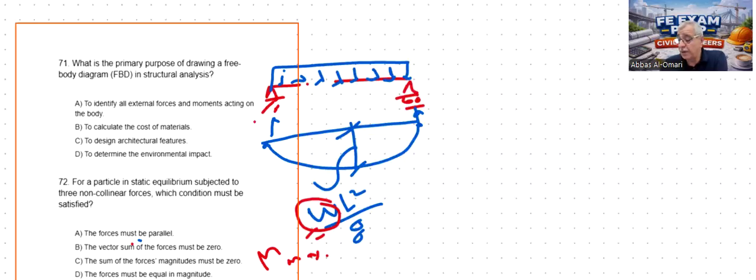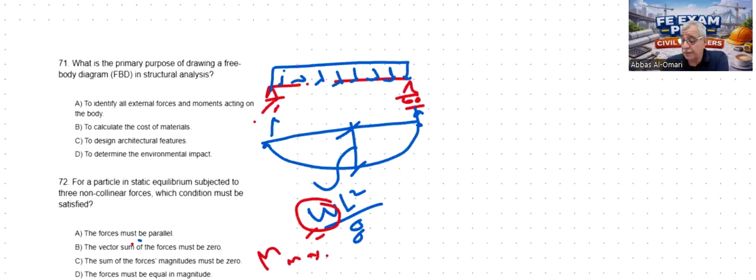So, to identify all external forces and moments acting on a body, to calculate the cost, this is not correct. To design architecture, this is not correct. To determine environment, this is not correct. So the correct answer is A, which says to identify all external forces and moments acting on a body, and I will add also their point of action, not only identify the forces. The next question.